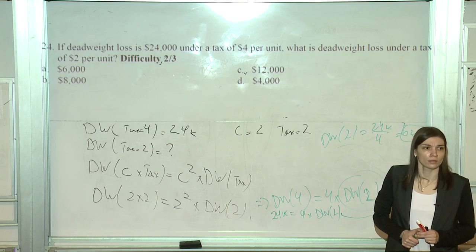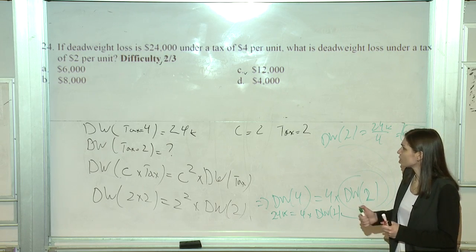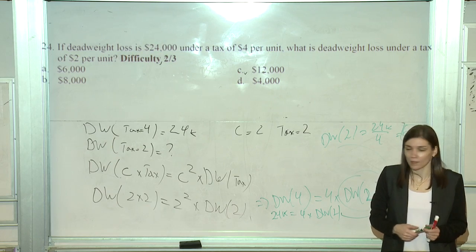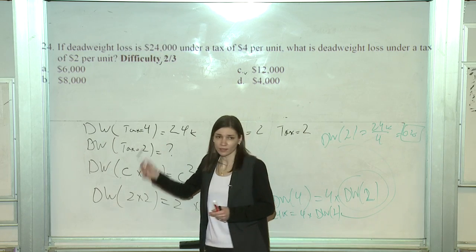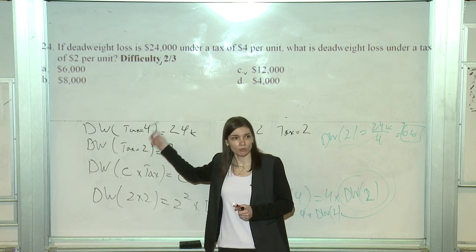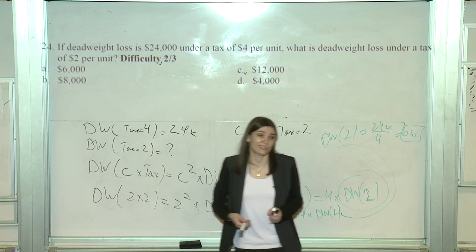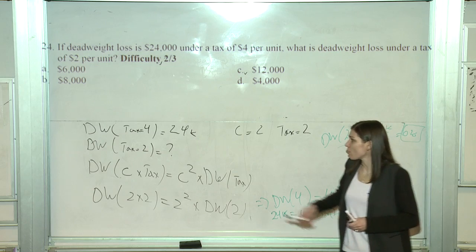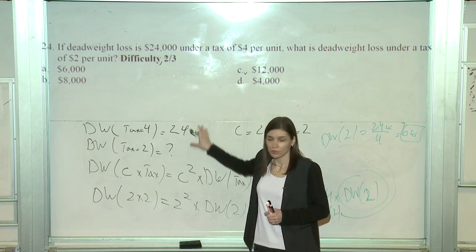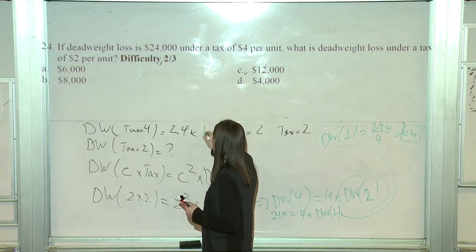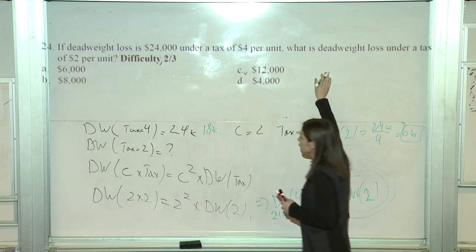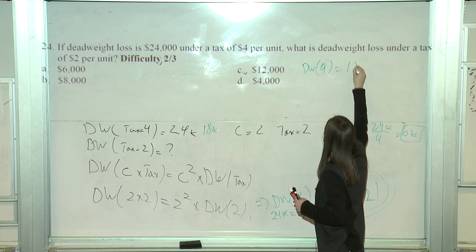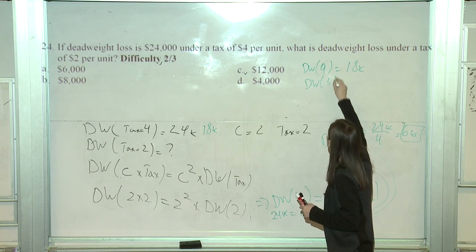The question is, can we just divide 24 by 4? That's what we end up doing effectively, but it's not always going to be the case. What if I give you the deadweight loss when the tax is 9, and I'm asking you for when the tax is 3? Then what do you need to do? Let's say that this amount is 18,000. Let's solve it. All right, new problem. The deadweight loss when the tax is $9 is 18,000. What is the deadweight loss when the tax is 3?